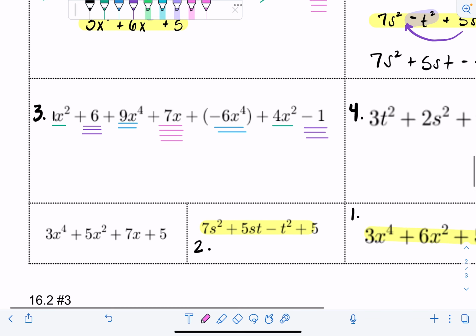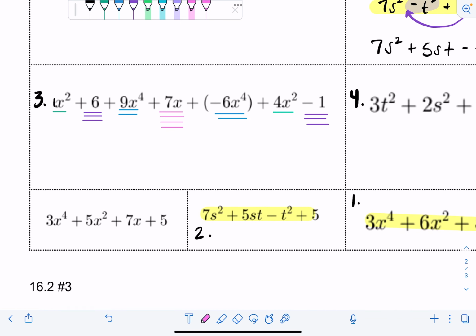Okay, so starting with the highest power first, the highest power is x to the fourth. So I would do 9 plus negative 6. 9 plus negative 6 is the same thing as 9 minus 6, so it'd be a 3. And then x to the fourth stays the same. And then my next highest power is x squared, so this would be a 1 plus 4x squared, so together that would be 5x squared. And then next highest power of x is the x to the first power, so that would be the 7, and there's nothing to combine it with, so I just copy it down, so 7x.